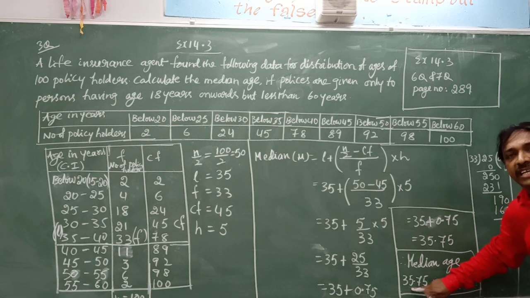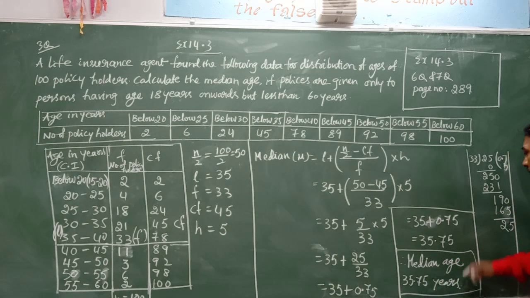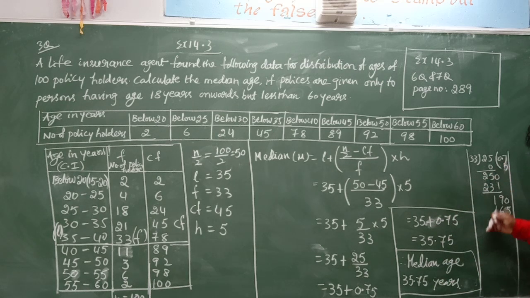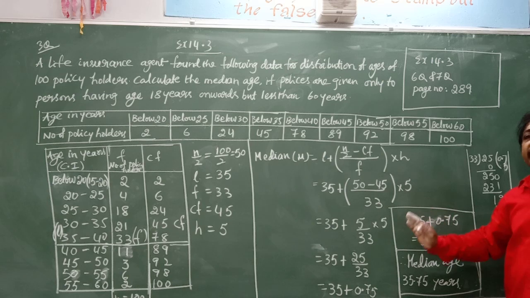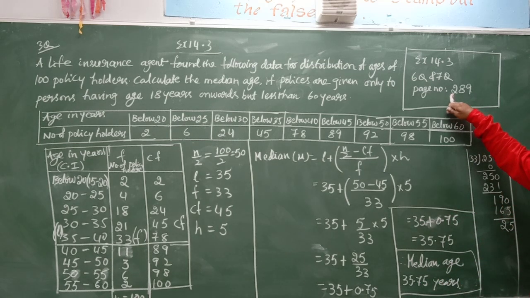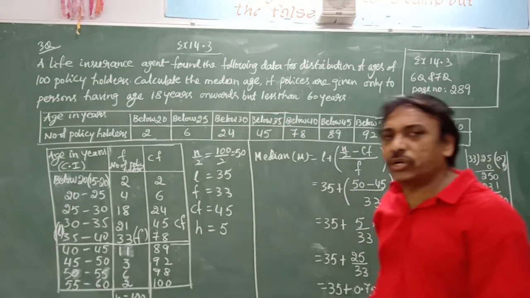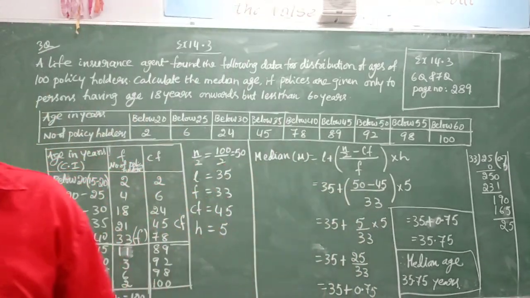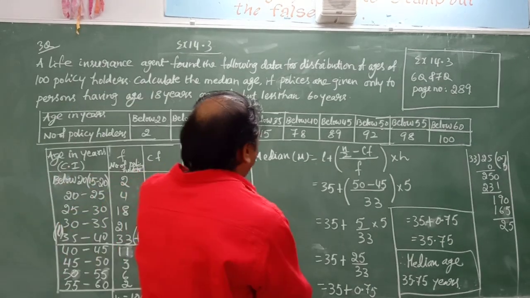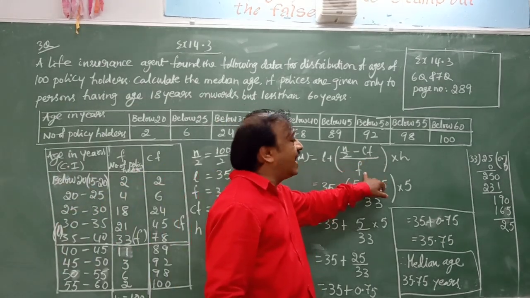35.75 is the median. I took only up to 2 decimal places. Some people will calculate up to 3 decimal places, then round off to the nearest tens or hundreds place. So the median age is 35.75, and your homework is Exercise 14.3, questions 6 and 7, page number 289. I hope you understood how to calculate the median for grouped data. The formula is L plus n by 2 minus CF by F into H.